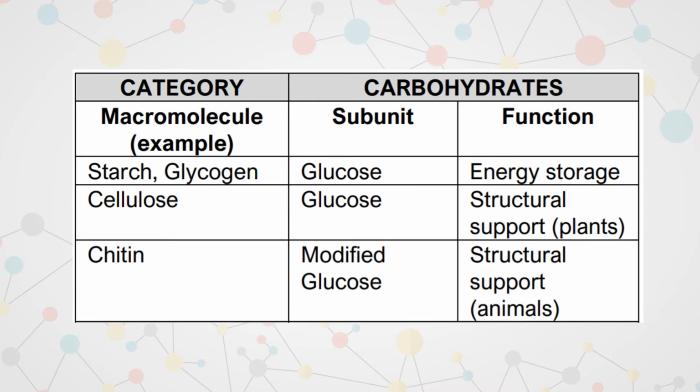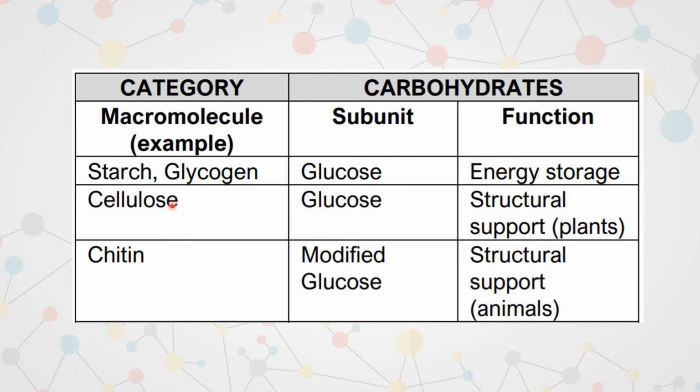So these are the examples of polysaccharides. We have starch, glycogen, cellulose and chitin. Starch and glycogen, their simple composition is glucose. Their main function is energy storage. So most of the food that we eat is composed of starch. Energy storage.